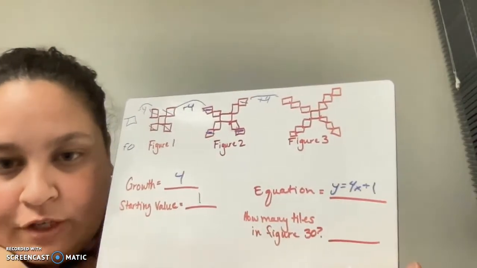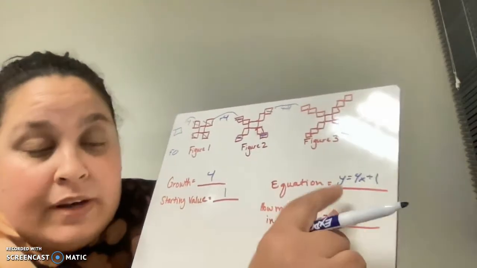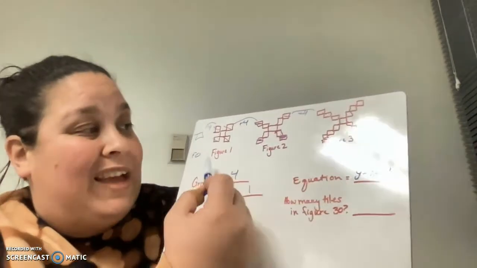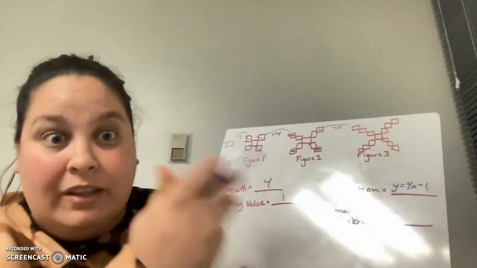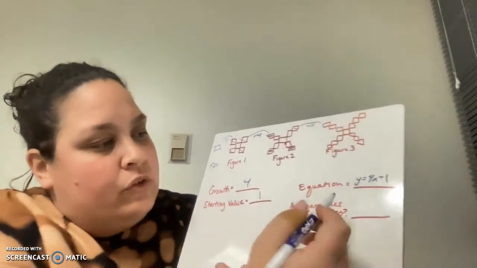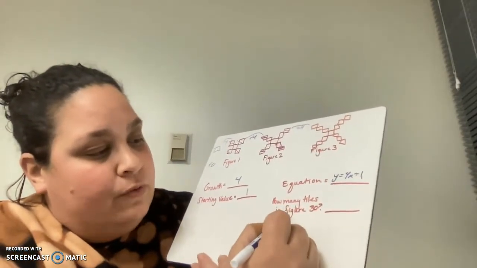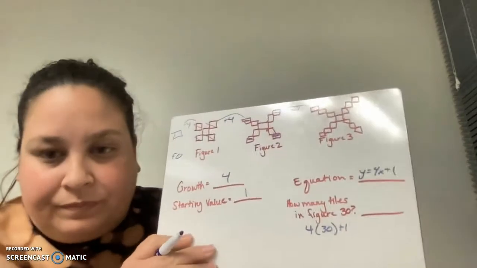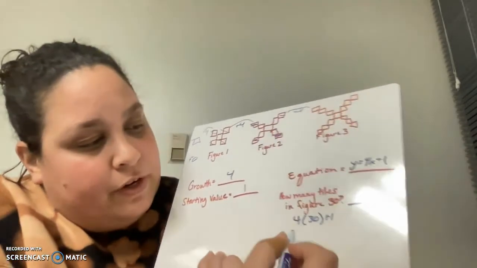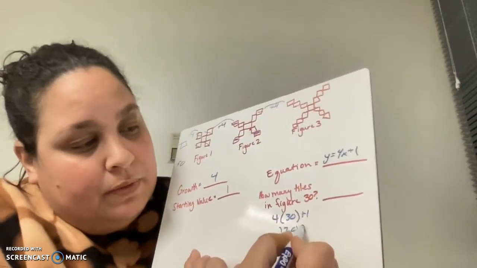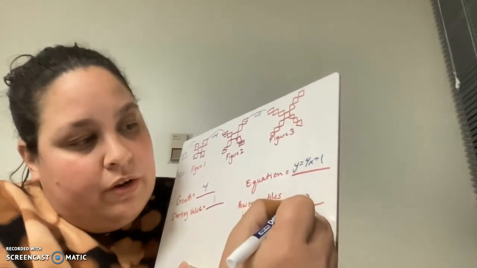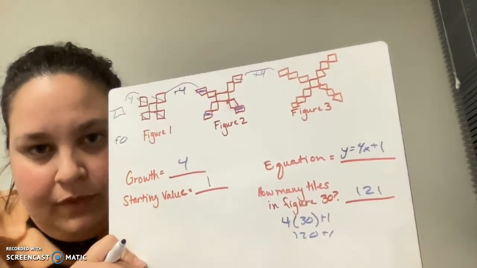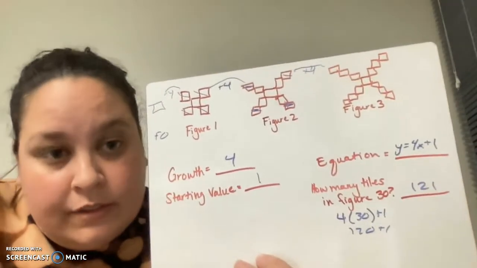So that's my equation. And it's important to have the equation because that's how I'm going to figure out how much are in figure 30. I don't want to keep going and draw it up until I get to figure 30. So I'm going to take my equation, 4 times 30 plus 1. So let's see, 4 times 30 is 120 plus 1 is 121. So this is how we're going to do our patterns.